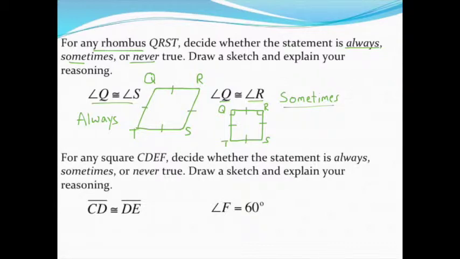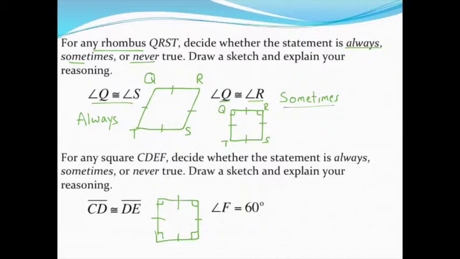Let's try another one. This time we have a square. So with a square, you don't have a lot of wiggle room with how that square looks. We know all four sides are going to be congruent, and we know we have four right angles. So like with the rhombus, we could kind of imagine tilting it more or tilting it less.